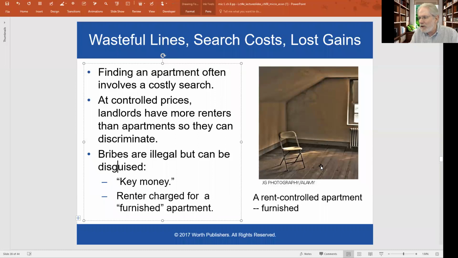Also, they will get around the rent control policies by charging for a furnished apartment. I love this picture. You see here's an apartment. It doesn't look very furnished. It does have a folding chair there. Okay? So they have the pretense of it being a furnished apartment, and they can charge you more because it's furnished, or they could do something called a tie-in sale. They can say, if you want to rent this apartment, then you have to also buy the furniture.